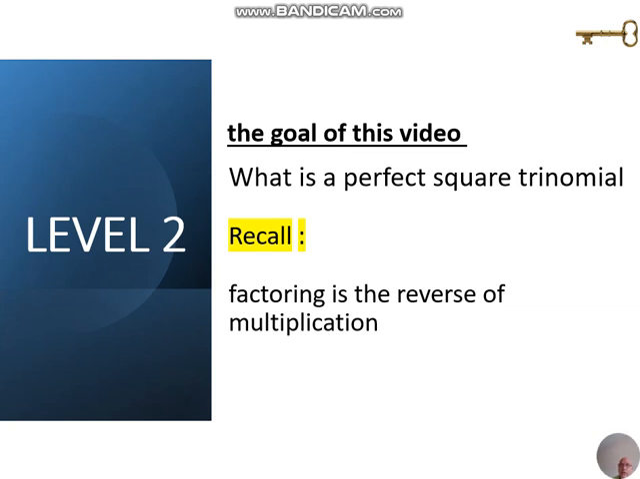Welcome to our series of videos on factoring polynomials. The goal of this video is to explain the meaning of perfect square trinomial.